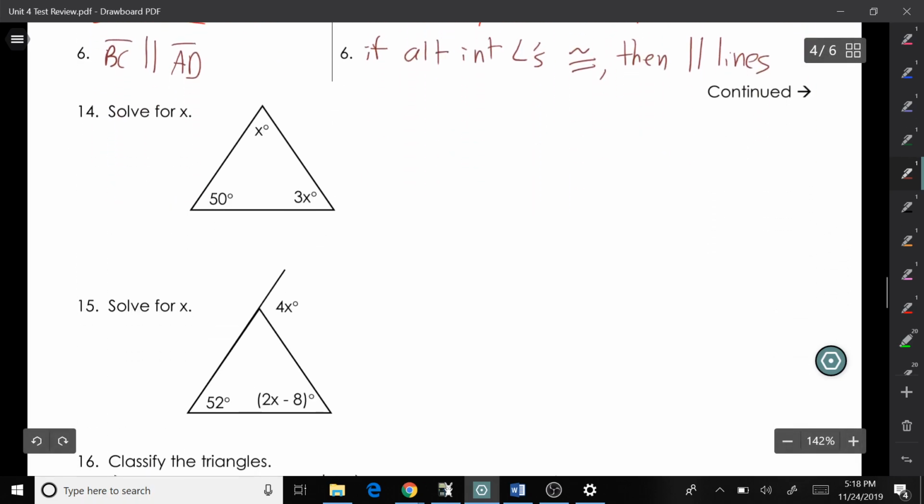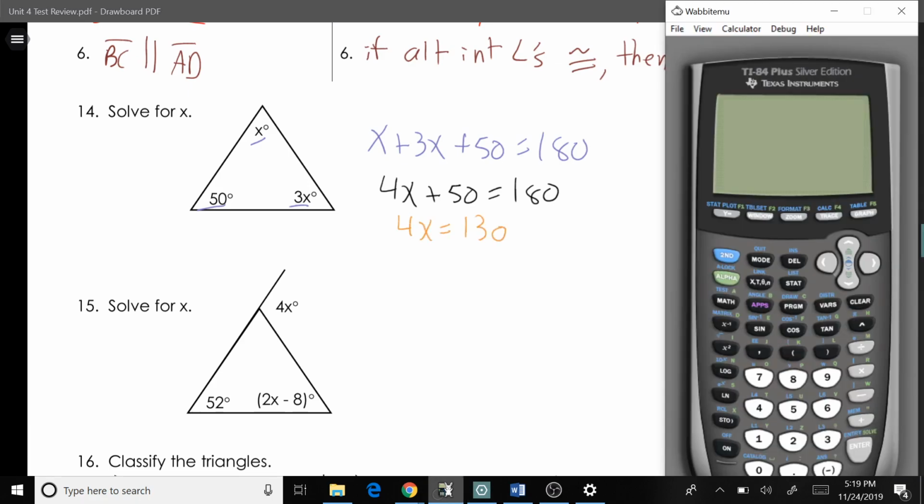Alright, number 14, solve for x. All three of these angles need to add to 180. So x plus 3x plus 50 equals 180. 4x plus 50 equals 180. If we subtract 50 from both sides, we get 4x equals 130. And then we can type in the calculator 130 divided by 4. We get 32.5.